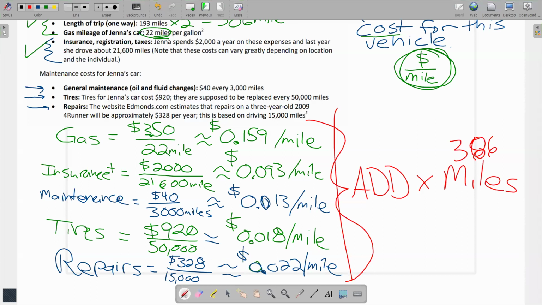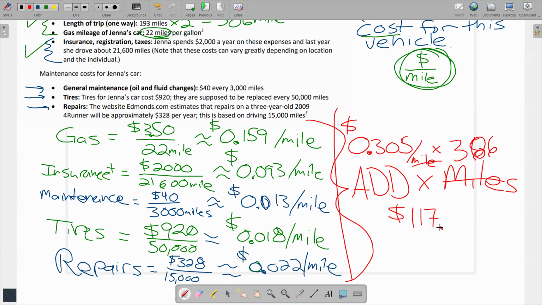Okay, so here's what I got when I added those up. I got 0.305 per mile. Right, so that's dollars per mile. And I want to multiply that by the number of miles, which is 386. And when I do that multiplication, I get $117.73.